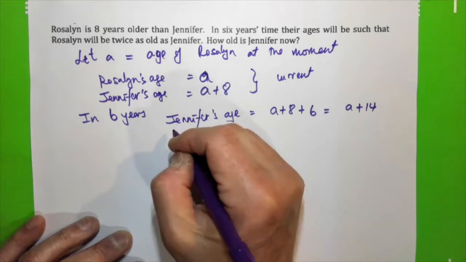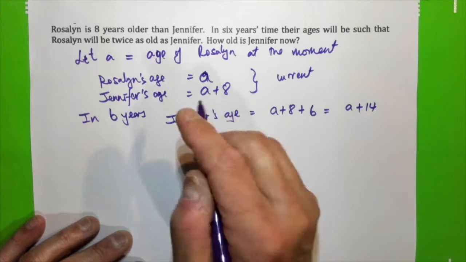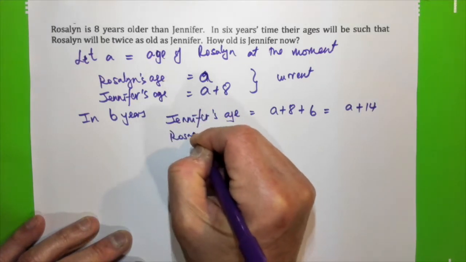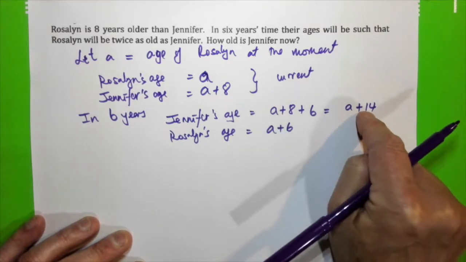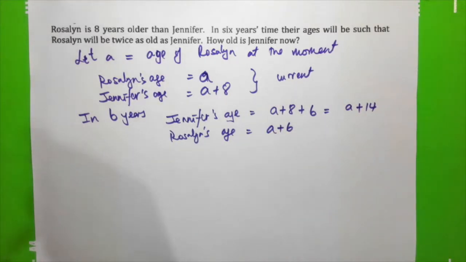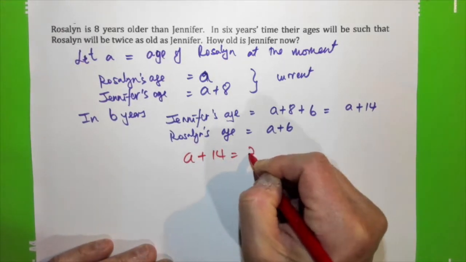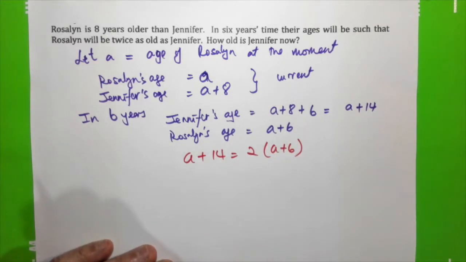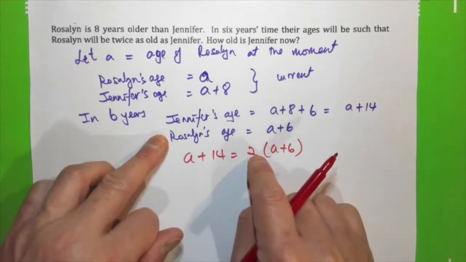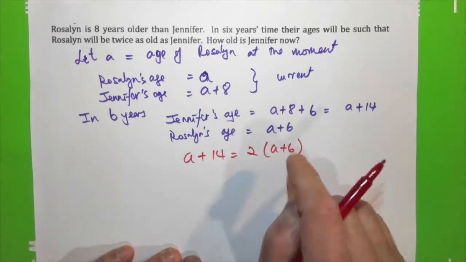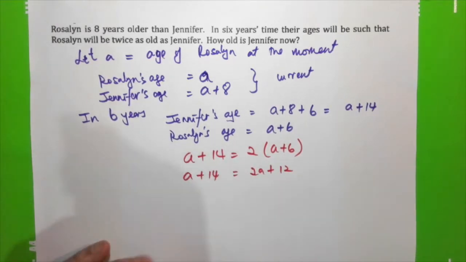And it will be double Rosalind's age. So Rosalind's age is A plus 6, and that is doubled. We can write the equation in such a way that A plus 14 equals 2 times A plus 6. Correct? Because Jennifer's age is double Rosalind's age. Now, expand this, we get 2A plus 12, A plus 14.